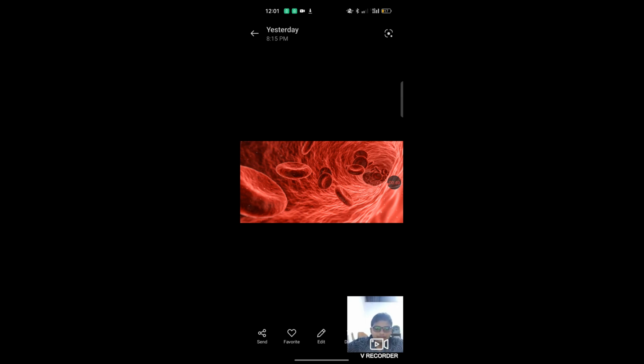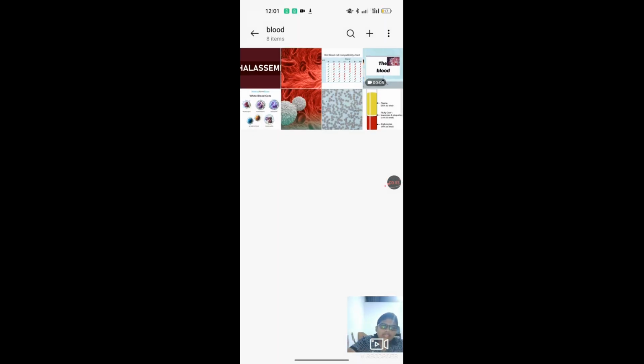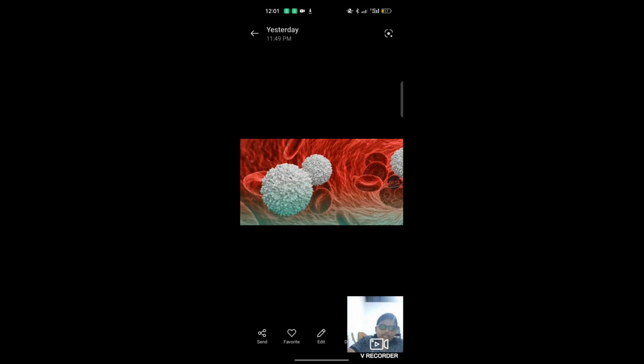If we talk about white blood cells, they are white colored cells. You can see them like white color balls. Those are known as white blood cells, and then there are platelets. Platelets are like cellular parts or fragments which are there in the blood.